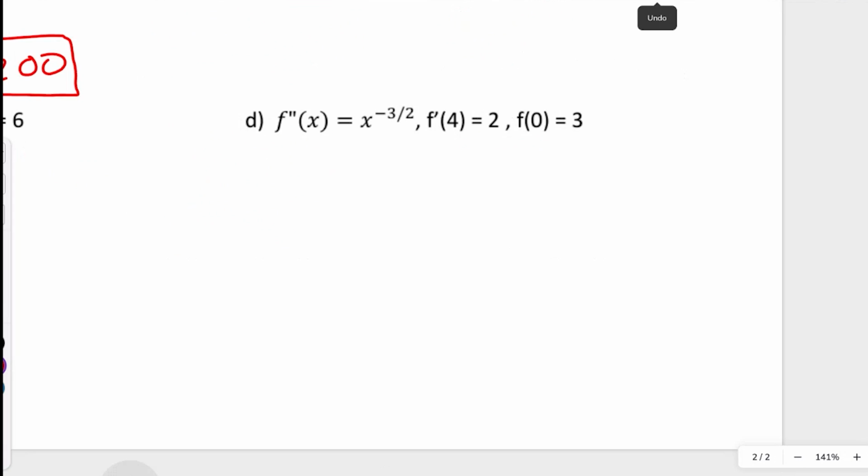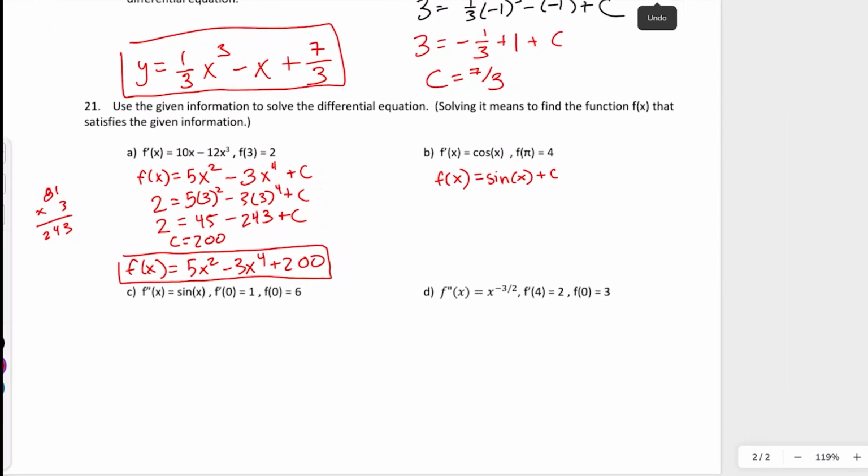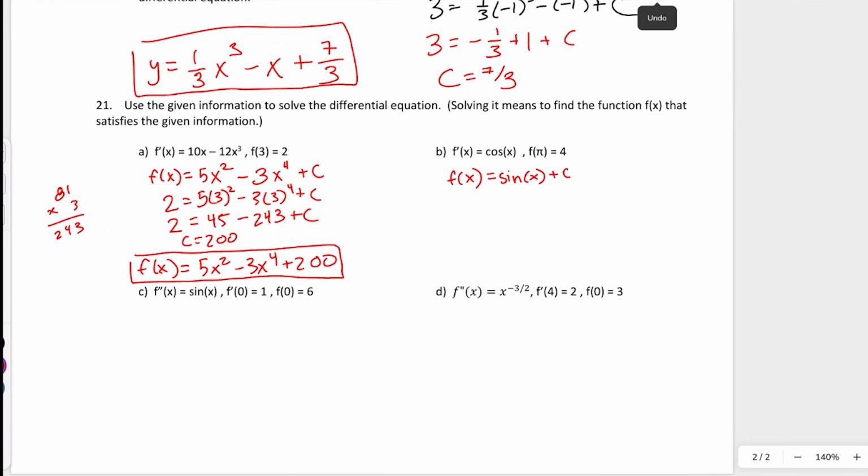So 4 equals sine of pi plus c. Now sine of pi, don't forget, pi is right here. Coordinate on the unit circle, -1, 0. Sine's going to be 0. So that means c is 4. And so f of x is going to be sine of x plus 4.